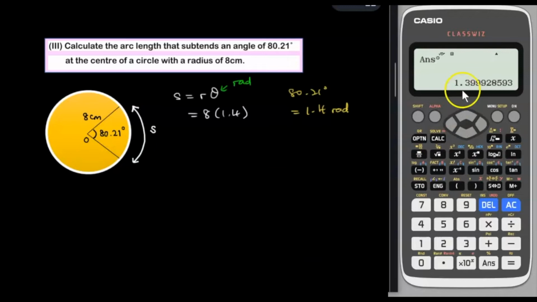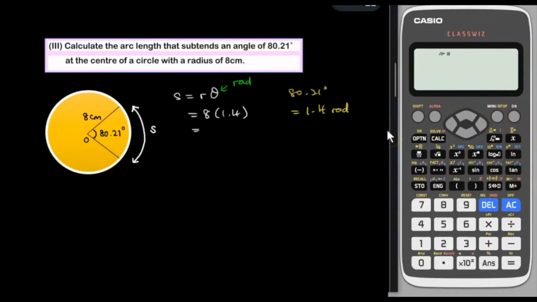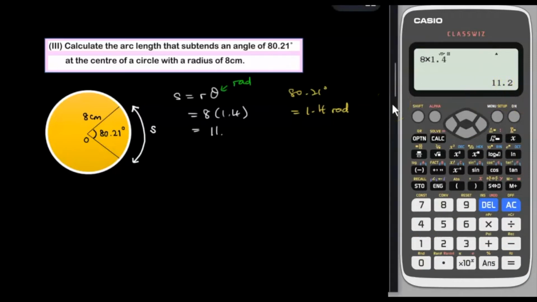So now I'm going to reset back. So when you reset back, you press shift and then press 9, reset, okay, initialize all, press 3 and then press equals, which is yes, and then press the AC button, okay. So it's equals to 8 times 1.4, okay, so we get, press SD to change to decimal, which is 11.2, and the unit is in cm. Okay, so this is the answer.